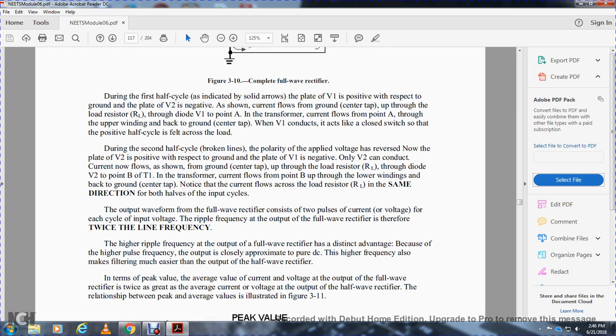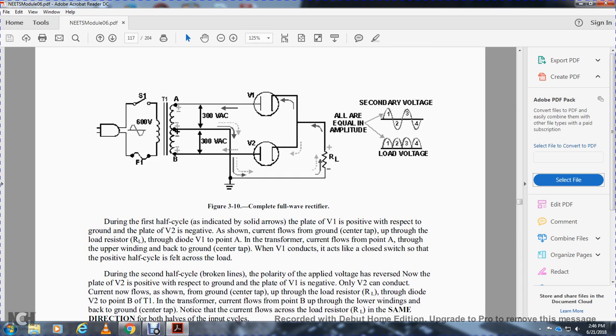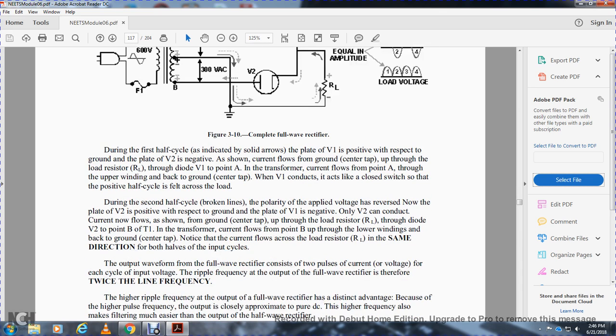The plate of diode V2 is positive with respect to the ground, and the plate of diode V1 is negative, so only diode V2 can conduct current. Current flow is now from the ground center tap through the load resistor, through diode V2 to point B, over the transformer. So while one is doing one half cycle, the other is doing the other half cycle. One's off, one's on.